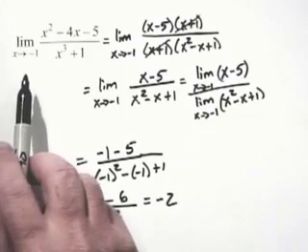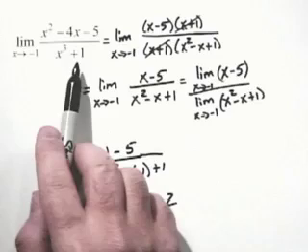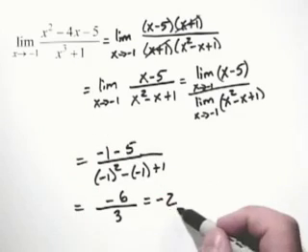So the limit as x approaches negative 1 of x squared minus 4x minus 5, all divided by x cubed plus 1, is equal to negative 2.